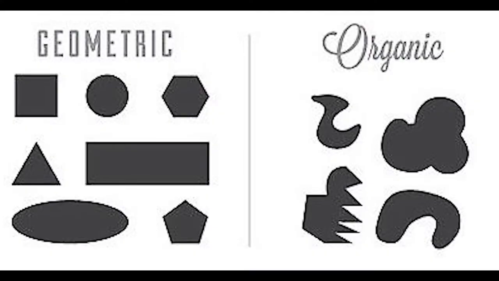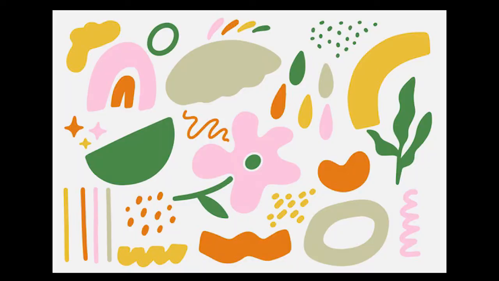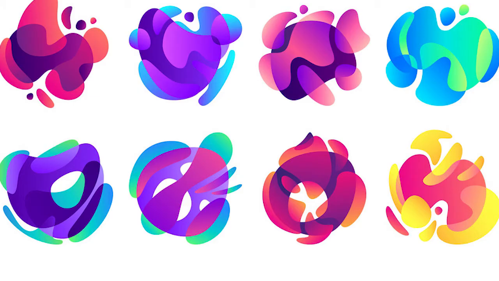All right, I'm going to show you guys some examples of what organic shapes are. Organic shapes are shapes that are not defined by mathematics. So these are shapes you would find in nature, like some of these I'm showing you here. You can see organic shapes come in all different varieties.